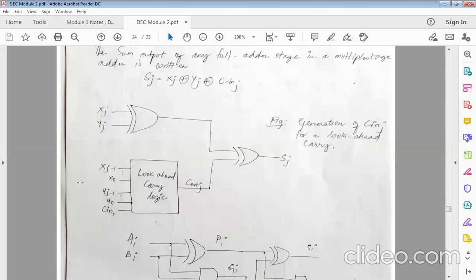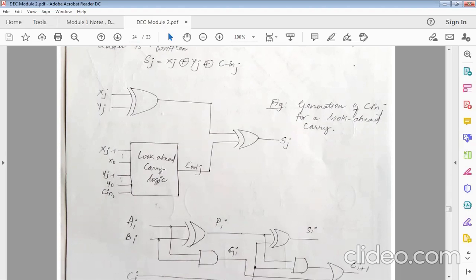This is the block diagram of the carry look ahead adder. X, Y are XORed, and your C out is also given. Then I get the total sum. We will now see exclusively how this carry look ahead logic works.